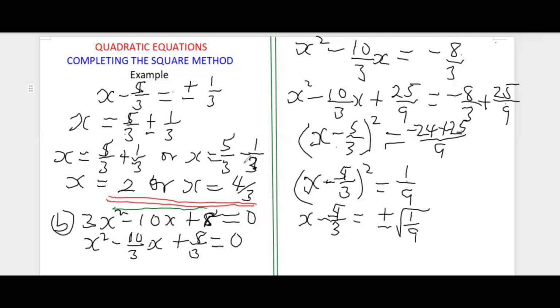And if we check solving this particular equation using the factorization method, this is the answer we'll also get.